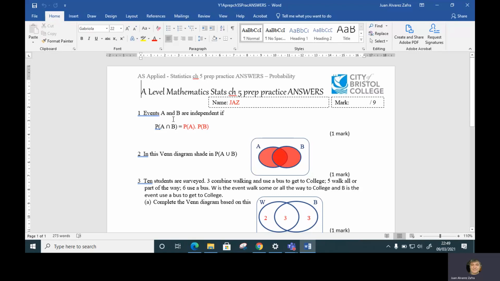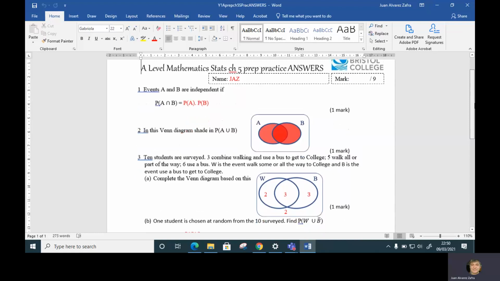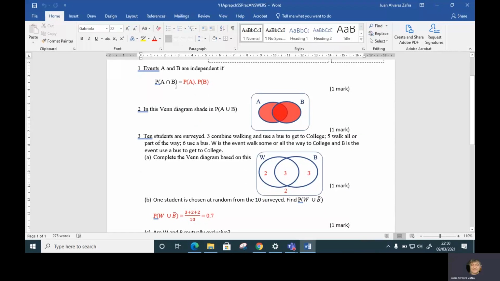So question 1 asks, if events A and B are independent, then what can we tell about the probability of A intersect B? That means A and B. Well, the condition for independence that's most commonly needed in an exam is that two events are independent if and only if the probability of A and B is the probability of A multiplied by the probability of B. So that's all you need to write there. There are other conditions, but that's the one that involves the probability of A and B.